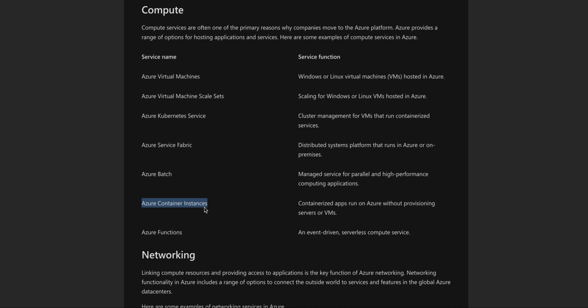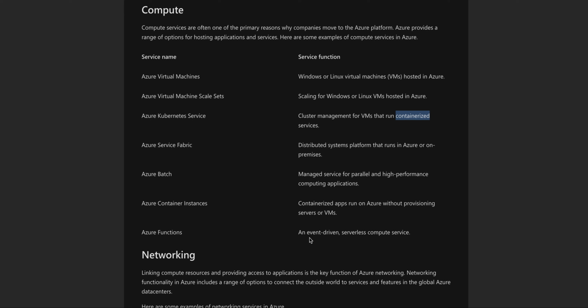And you have Azure Container Instances, which is for containerized apps. Notice we're using the same terminology here. Containerized apps run on Azure without provisioning servers or VMs. So here we were talking about VMs, and here we're not talking about VMs. Here we're not provisioning servers or VMs. Then Azure Functions, an event-driven serverless compute service.